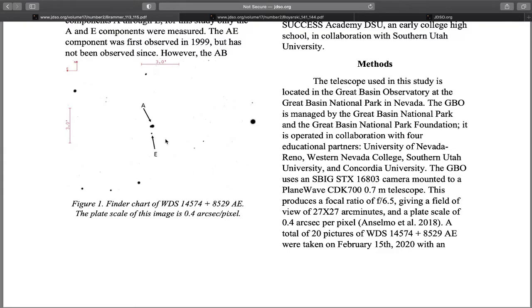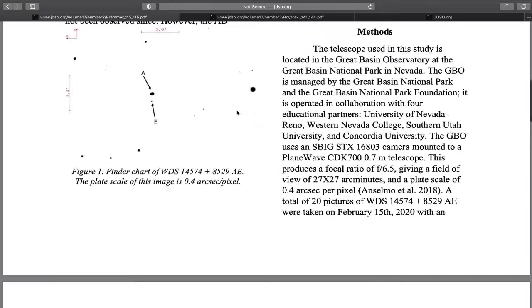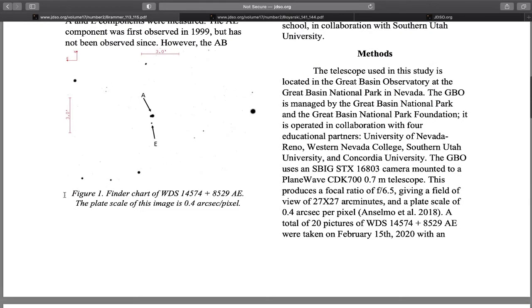And while we're on figures real quick, before I jump down to methods, I want to talk about something important, which is the figure legend here.